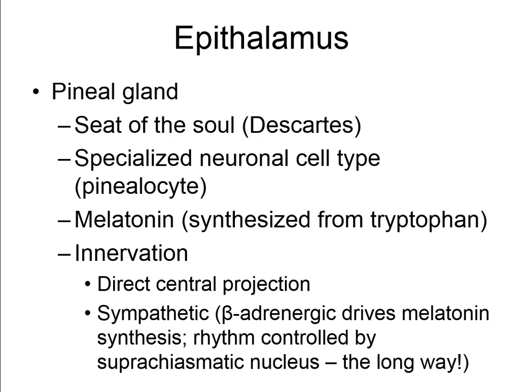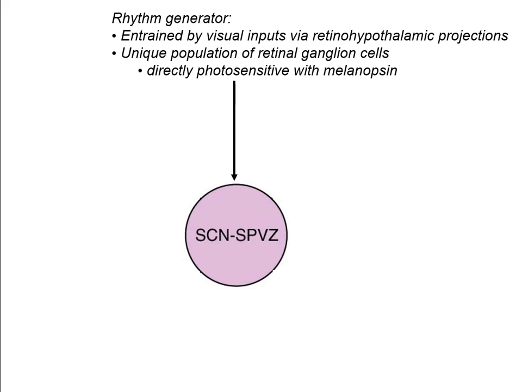But the rhythmicity of it is in large part controlled by the suprachiasmatic nucleus that we'll mention in a moment in the hypothalamus. So that suprachiasmatic nucleus, which is your rhythm generator, drives from there down through dorsal longitudinal fasciculus, down into the spinal cord, through the hypothalamic spinal fibers, all the way down, out through the autonomic preganglionics, up through the sympathetic chain, synapse at the superior cervical ganglia, up onto the pineal gland, and tells it when to make melatonin. So the suprachiasmatic nucleus is a rhythm generator, but it is also an entrainable rhythm generator.